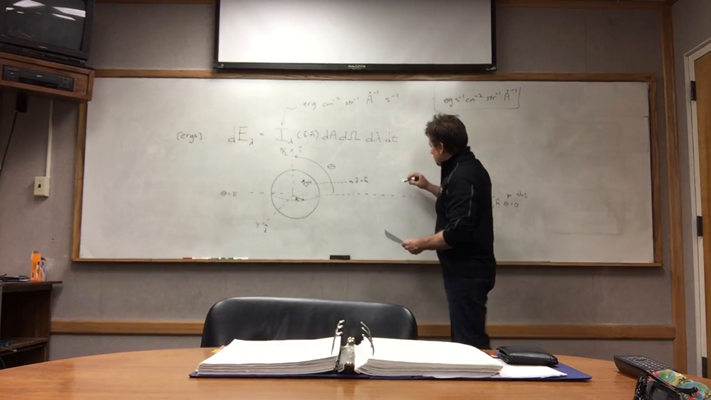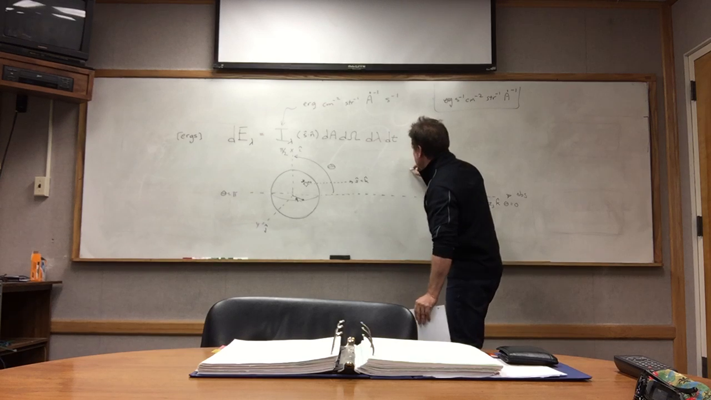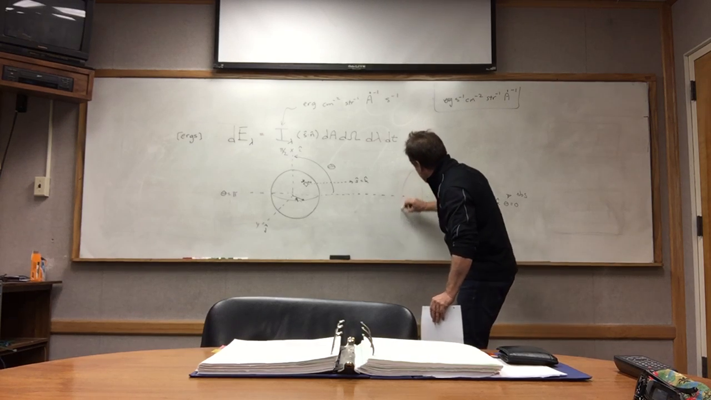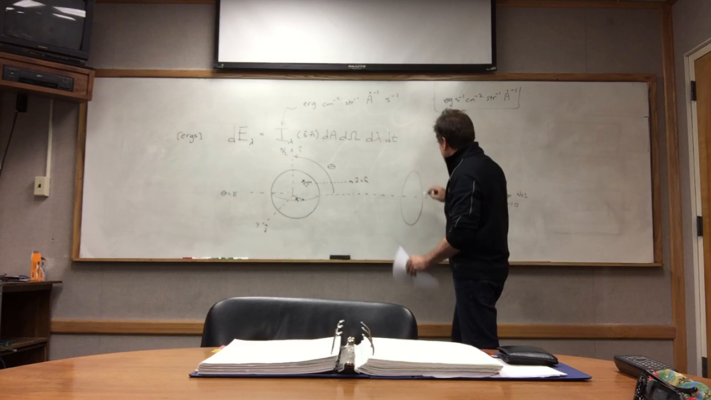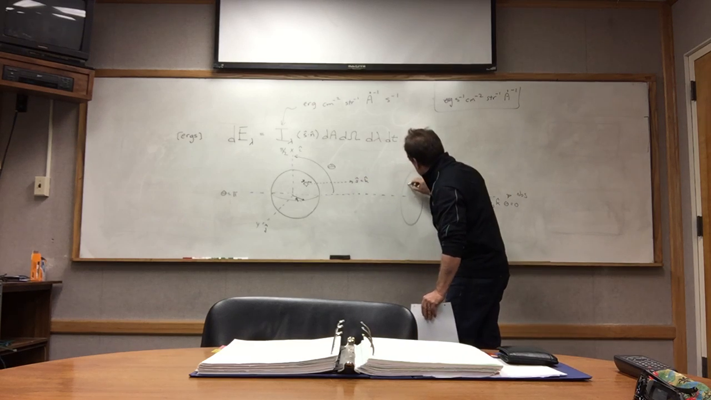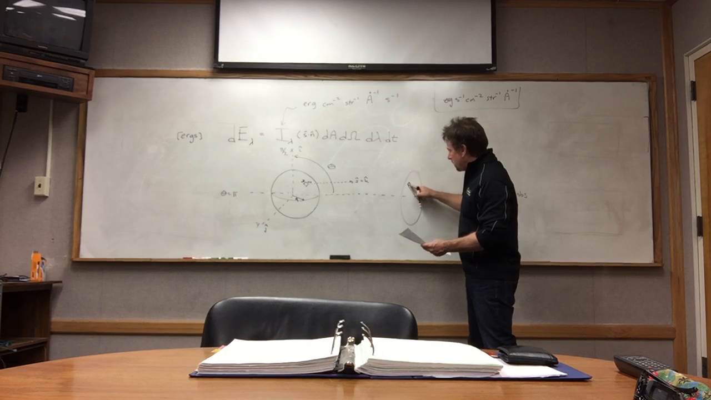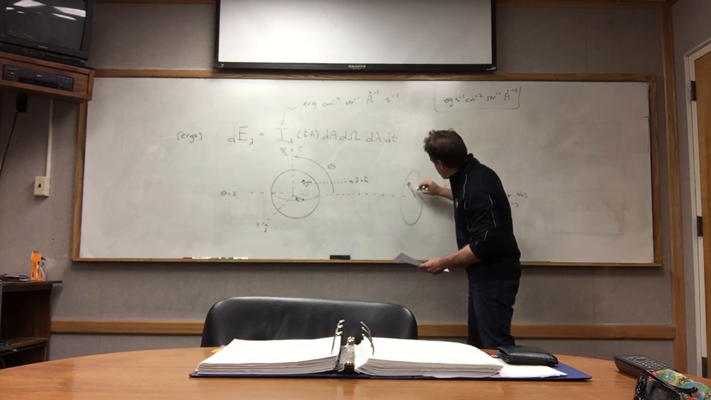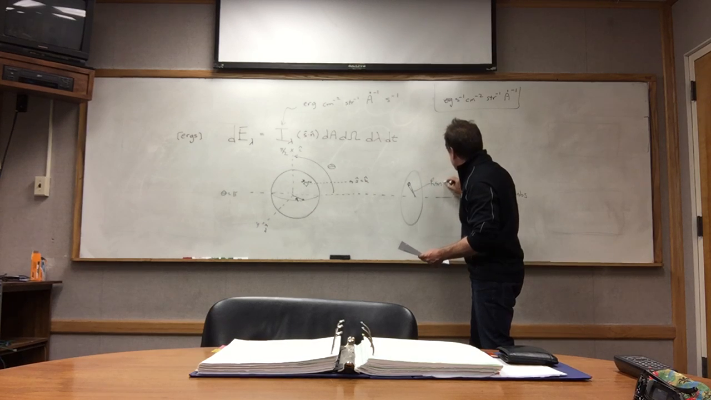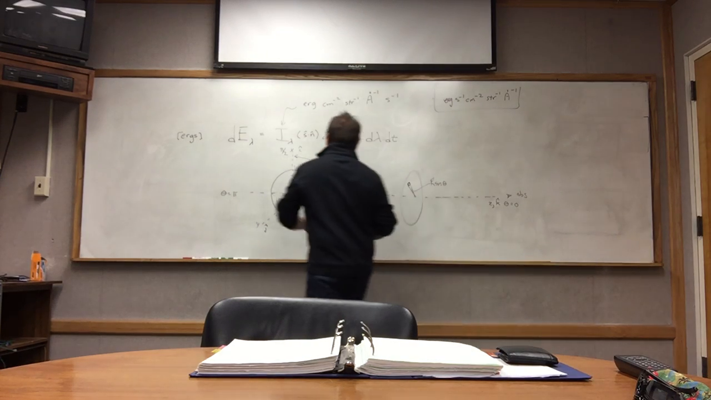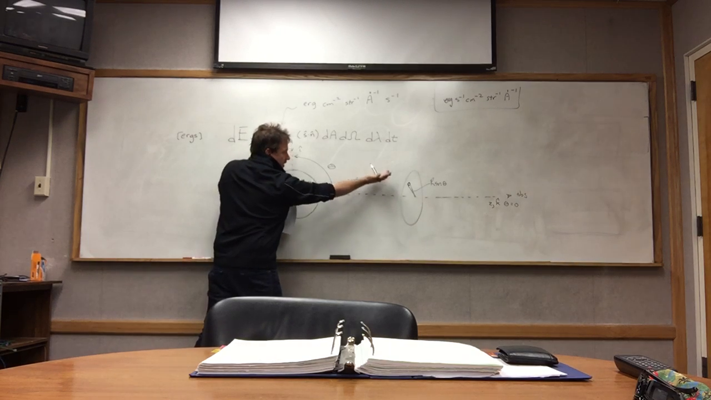Okay. Now, let's look at the plane of the sky. I'm going to try to do this best I can. That area element is going to project onto the plane of the sky here, like that, where this distance here is actually r sine theta. This distance here is r sine theta. Okay. Theta is an angle that goes like this, right?